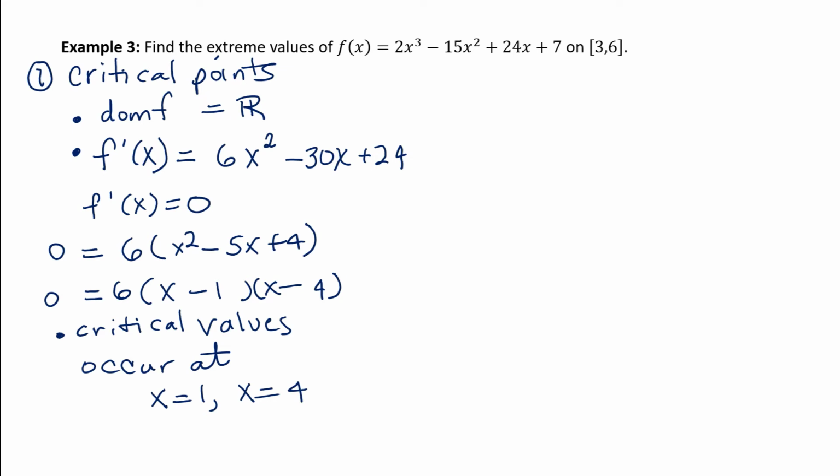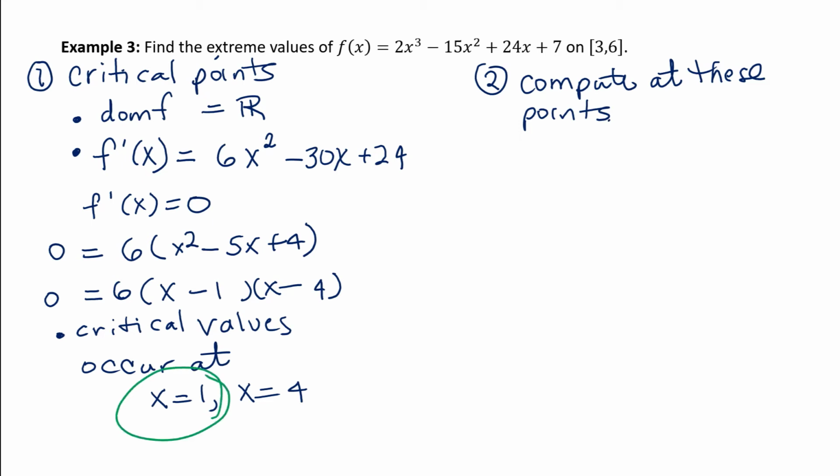The next step in the procedure is to compute the value of f at these points. What I like to make note of is that one of the points, x equals 1, is not in the interval from 3 to 6, so we don't need to compute that. That's not in the domain we're considering. 4 is in the interval between 3 and 6, so we do need to evaluate the function at 4.